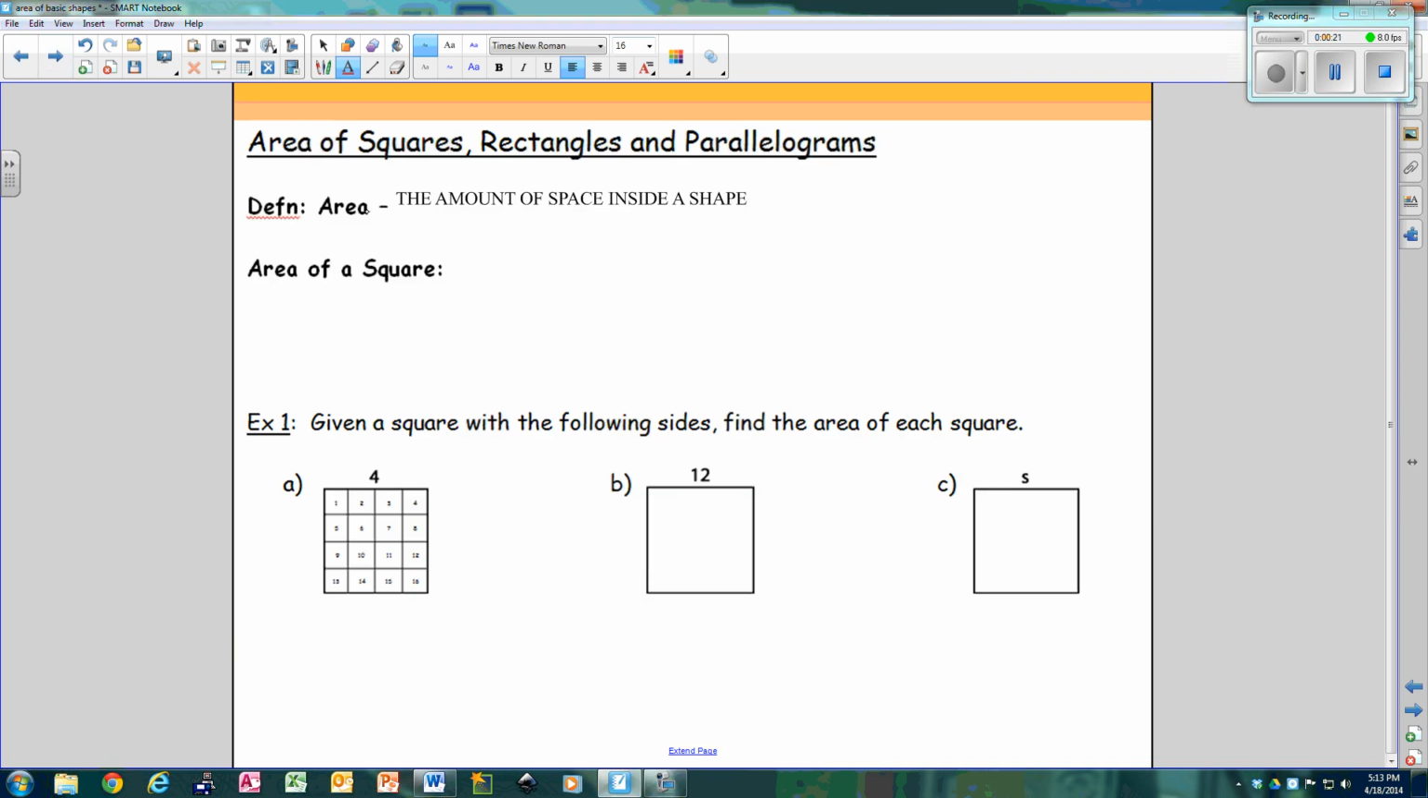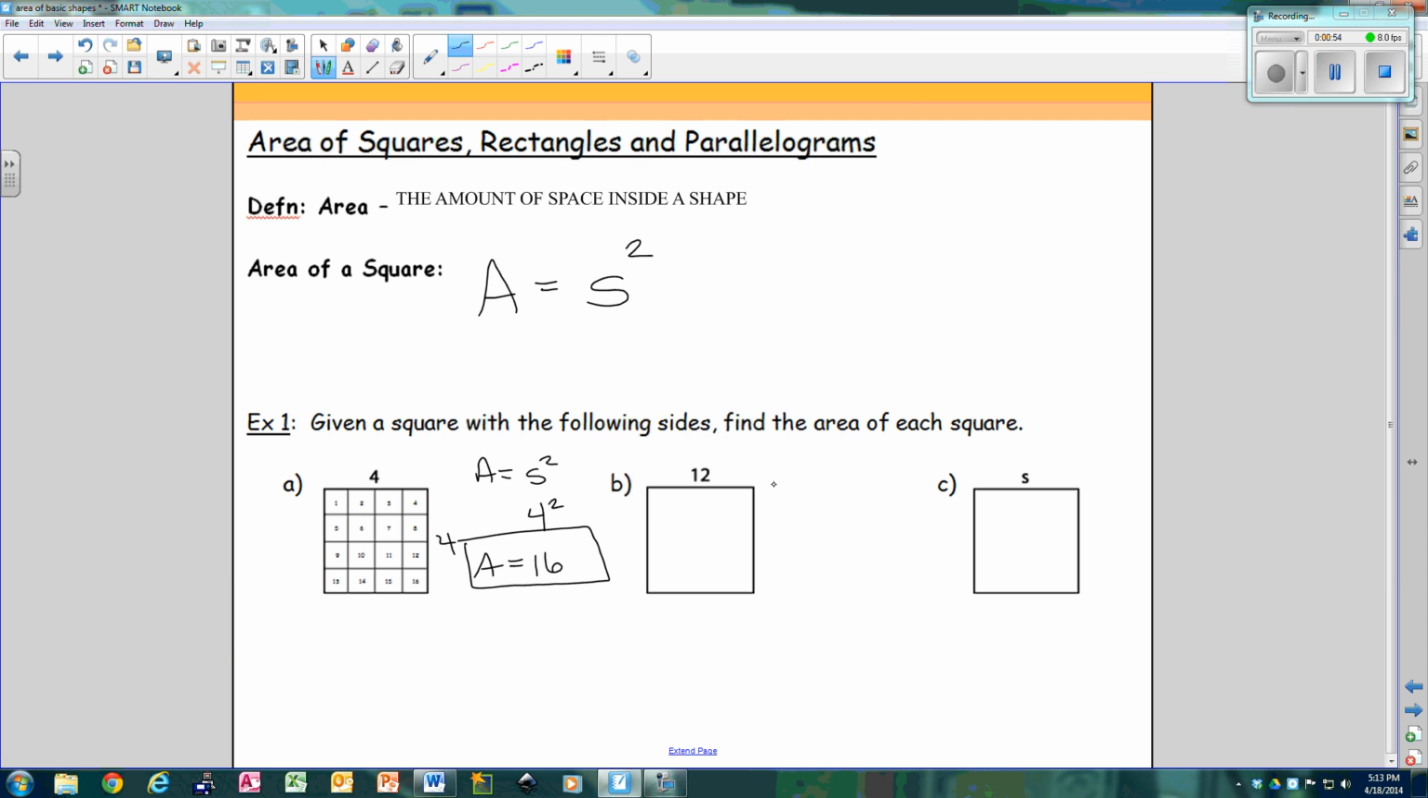So first of all, the definition of area is the amount of space inside a shape. And the formula for the area of a square is area is side squared. So if this side is 4 and this side is also 4, notice there are 16 little squares because you've got 4 going this way and 4 going this way. So area would be side squared. If your side is 4 squared, so your area would be 16. And that's all you have to do on squares.